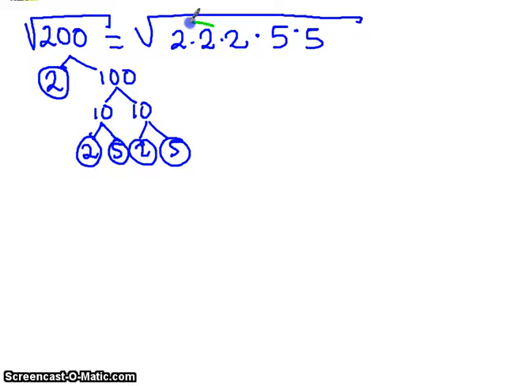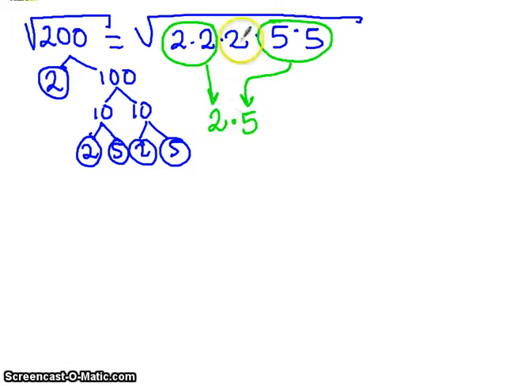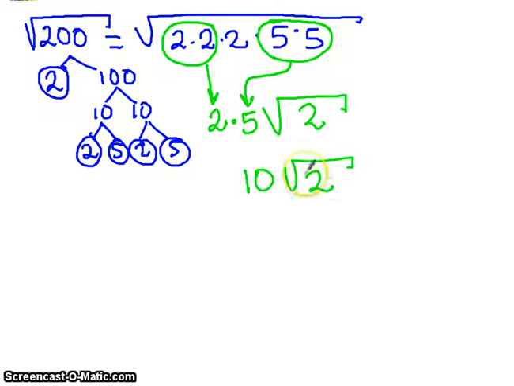Groups of 2. Here there is a group of identical factors. So this 2 that has a partner gets out. From this pair of 5, one 5 goes out. So I have 2 times 5. And the lonely one, the one that doesn't have a partner, stays inside the radical. 2 times 5 is 10. 10 square root of 2. Okay, so this is my example 2.